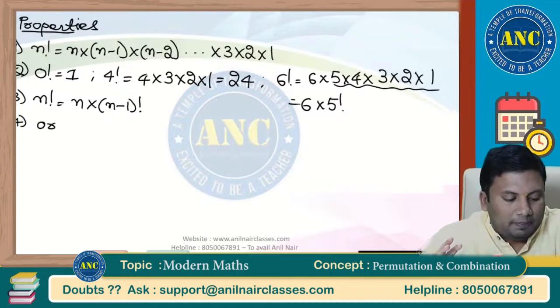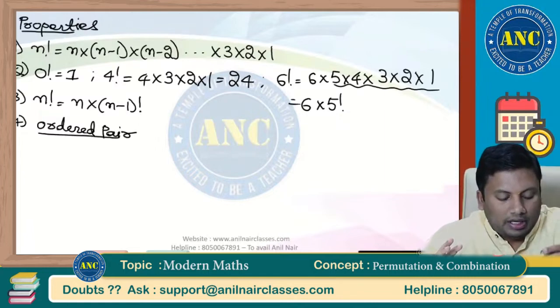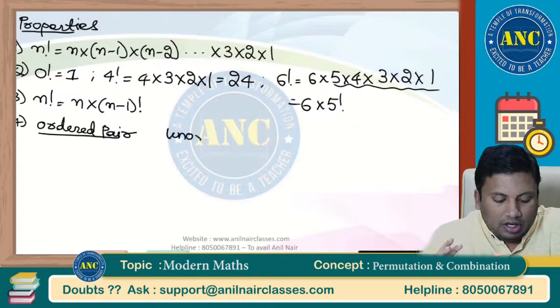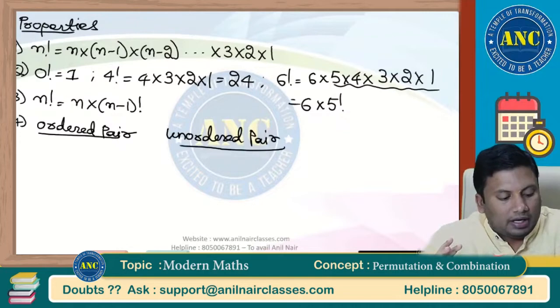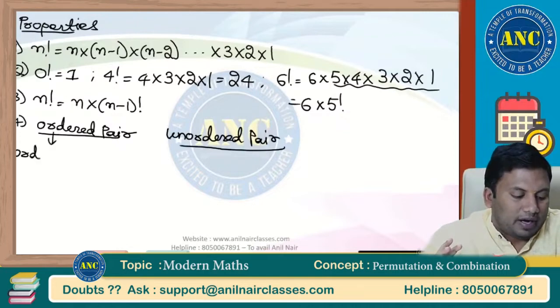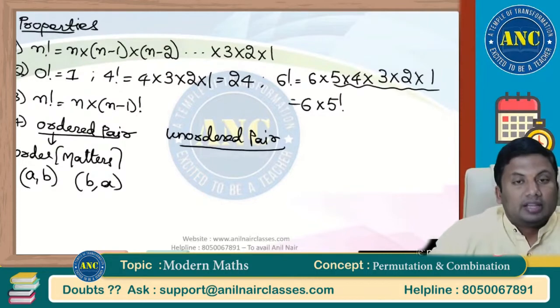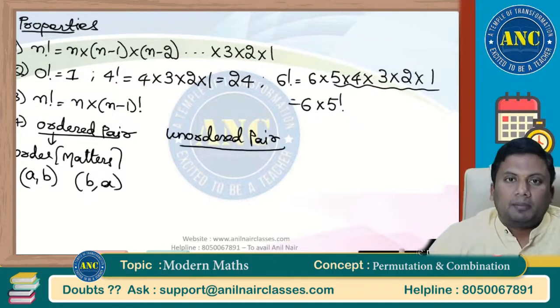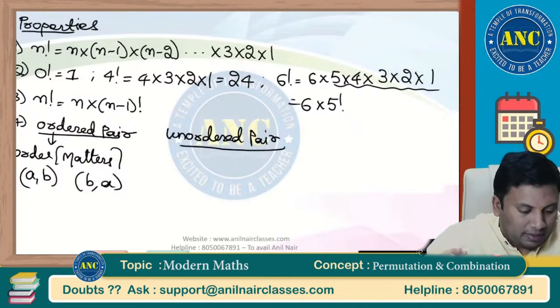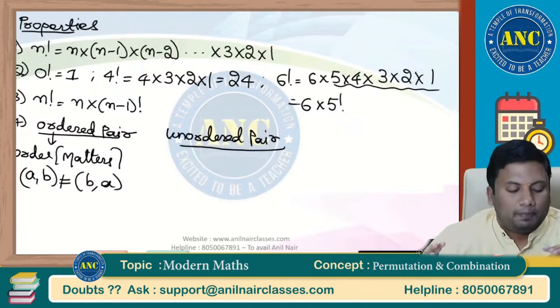Next one, ordered pair and unordered pair. In an ordered pair, the order in which you write the variables matters. That means a comma b and b comma a are different. In a comma b, the first variable is a. In b comma a, the first variable is b. Both are different.